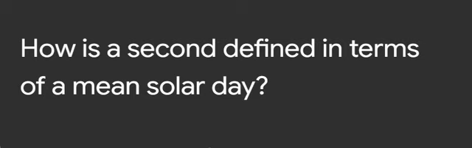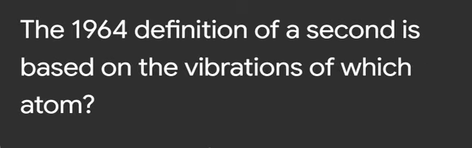How is a second defined in terms of a mean solar day? If you remember the definition, it's defined as a time interval or time duration of 1 by 86400 part of a day, mean solar day. The 1964 definition of a second is based on the vibrations of which atom? Very, very tricky question. Unit of time, shake. You can see in your book. If it is there in the book, then surely we can define this, otherwise it's out of the syllabus.